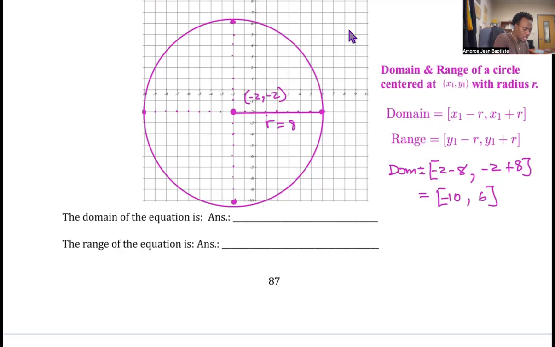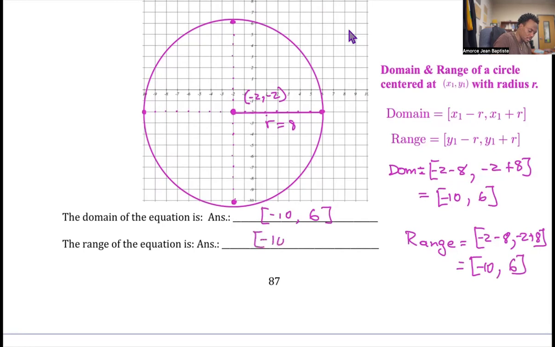But if you have the center and the radius, you can find the domain without having the actual graph of the circle. So domain is from negative 10 to 6, and the range is y1 that is negative 2 plus R that is 8, comma, negative 2 minus 8. So that equals negative 6. I'm sorry, from negative 10 to positive 6, from negative 10 to positive 6.